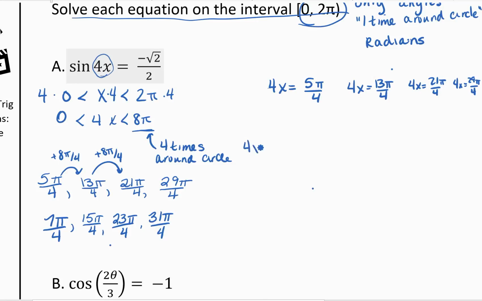So 4x equals 7 pi over 4. 4x equals 15 pi over 4. 4x equals 23 pi over 4. And 4x equals 31 pi over 4. Now, to get just x in all of these, we need to divide both sides by 4.